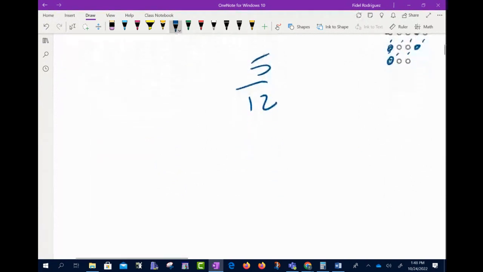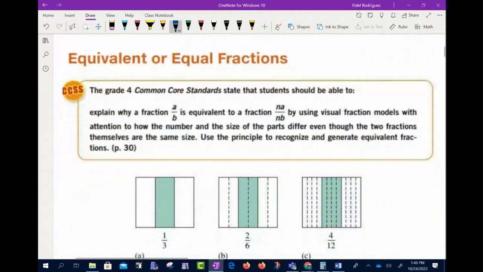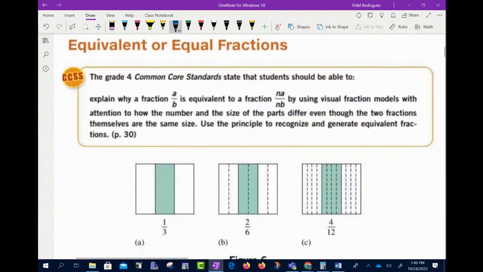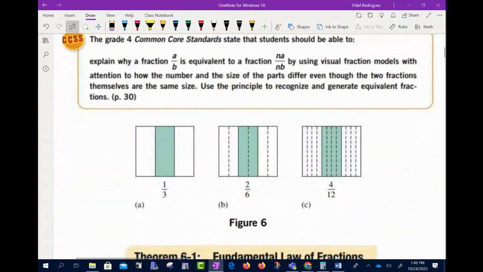All right, let me keep moving along here. So equivalent or equal fractions. Okay, so y'all, I'm going to kind of do this visually looking at the problems here, and I'm going to look at kind of the first two right now. So in the first one, y'all, we have a square. We cut that square into 3 equal pieces, and we shaded one of them. That's when we have our 1/3.